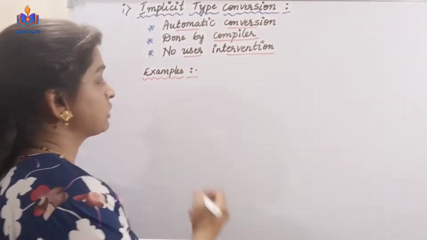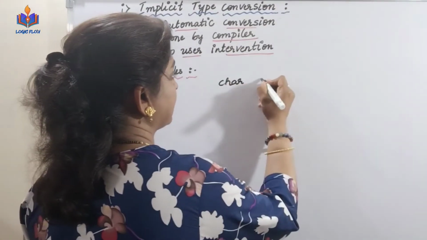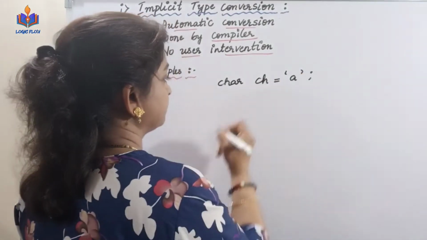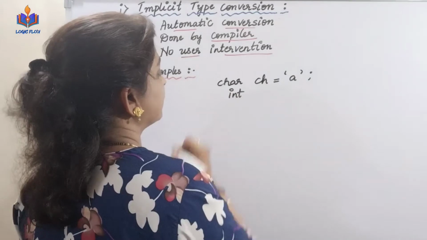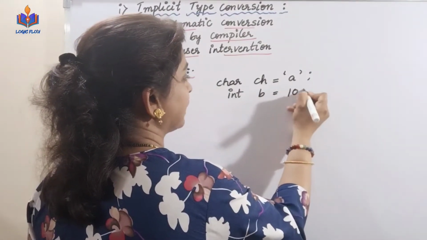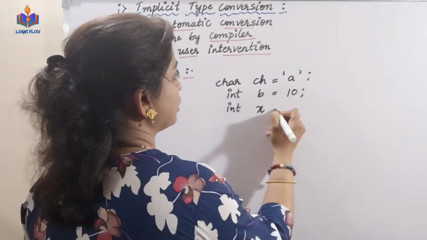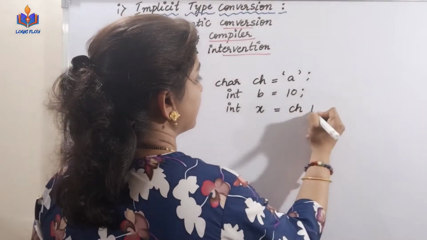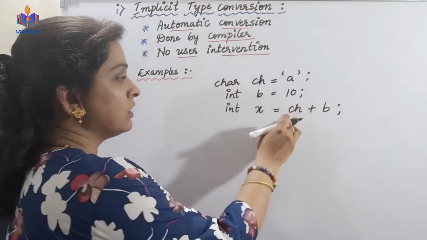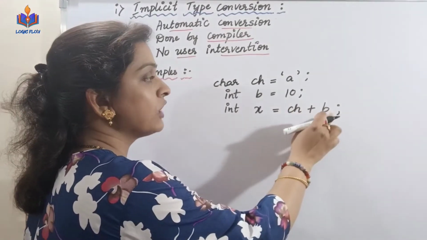For example, I have a character variable ch assigned with a single character 'A' and an integer variable, say int b = 10. Then I say int x = ch + b. Now here ch is of character type and b is of integer type.